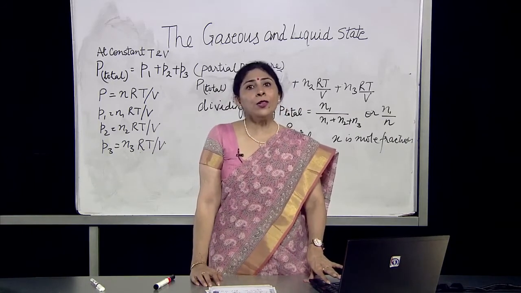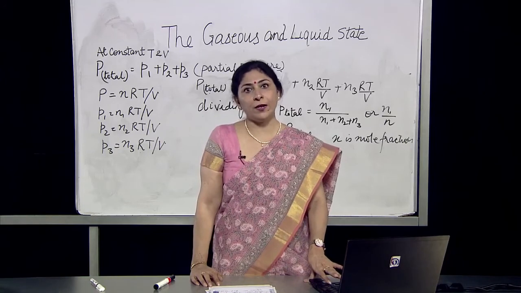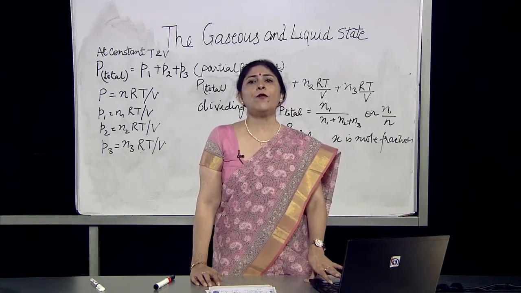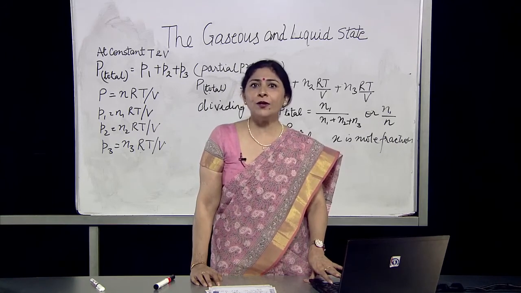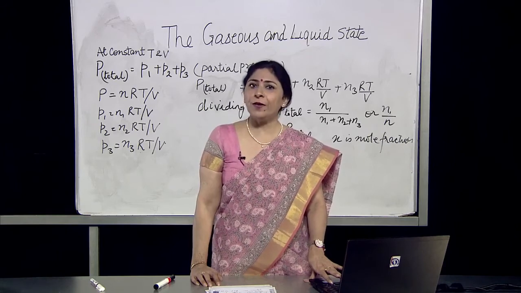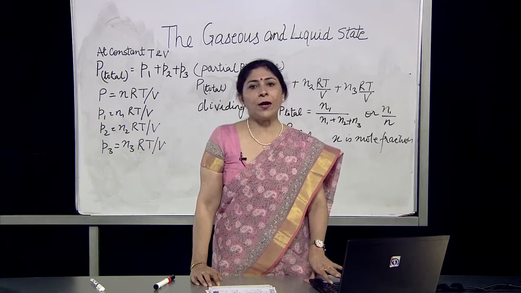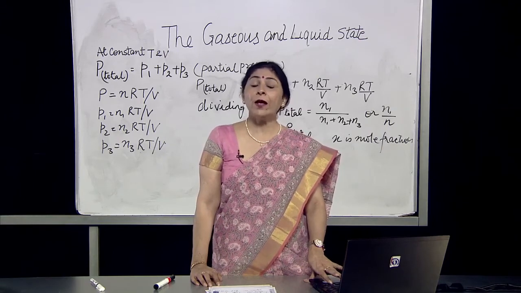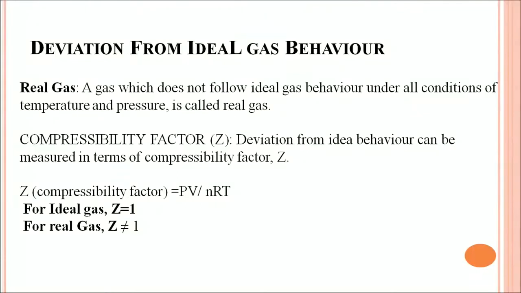But all gases do not behave ideally. The gas laws mentioned are strictly valid for ideal gas under all conditions of temperature and pressure. Real gases show deviation from these laws at low temperature and high pressure. So, what is the deviation? A real gas is a gas which does not follow the ideal gas behavior under all conditions of temperature and pressure.